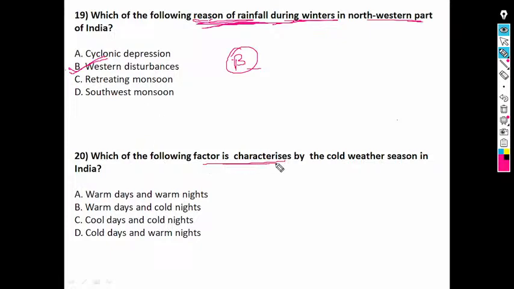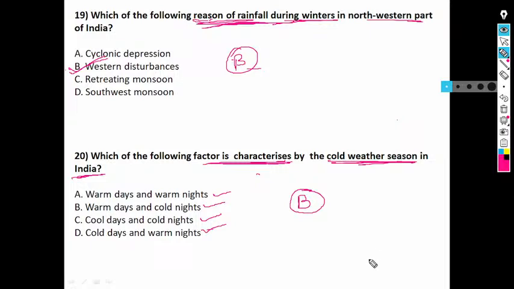Which of the following is characteristic of the cold weather season in India? Warm days and warm nights, warm days and cold nights, cool days and cold nights, cool days and warm nights. The answer is warm days and cold nights. B for Bombay.